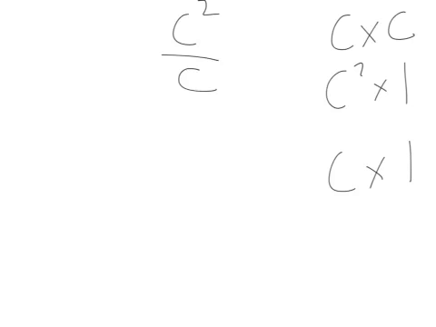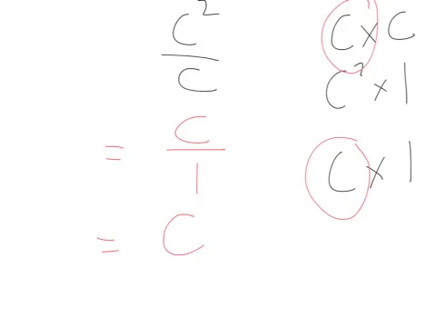Now here I have c squared divided by c. If we think about how you make c squared, it's c times c, or c squared times 1. And then if we think about how you make c, well that's just c times 1. That means that the largest common factor is c in both cases. So c squared divided by c will give me c, and c divided by c will give me 1, so then my answer is c.